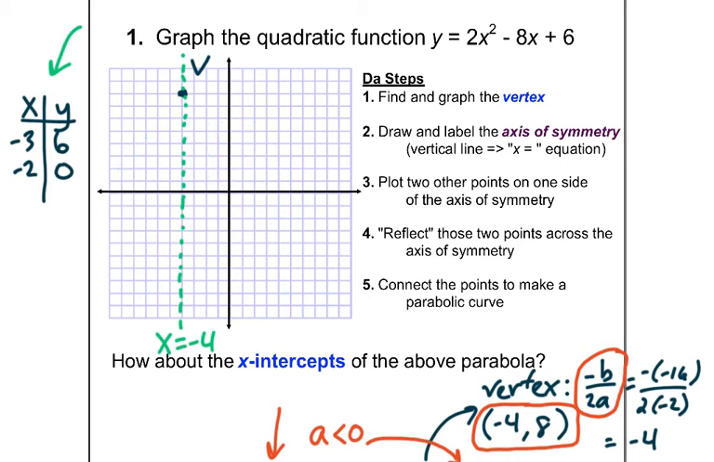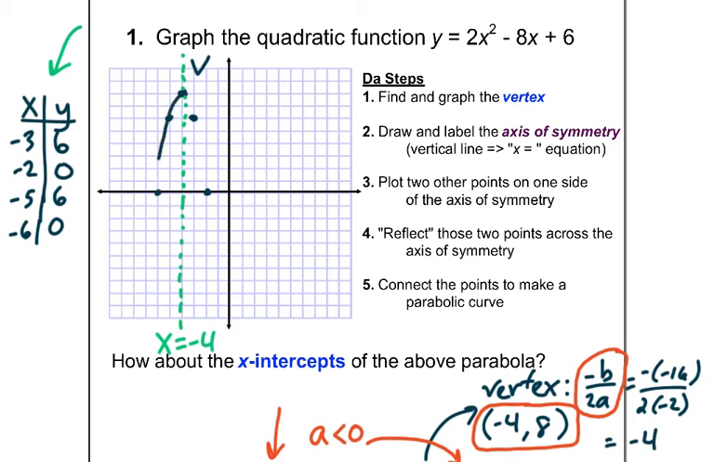When I did it, I got negative 3 gave me 6, which reflects over and gives me over here. That would be, see, if it was 1 away from the axis of symmetry, that would be negative 5, 6. And when I got negative 2, I got 0. And that was 2 away, so if I take 2 away to the left-hand side, I get negative 6, 0. And they reflect right over.